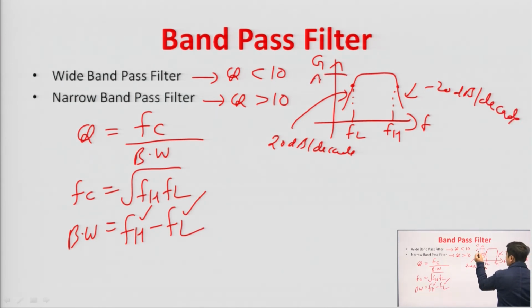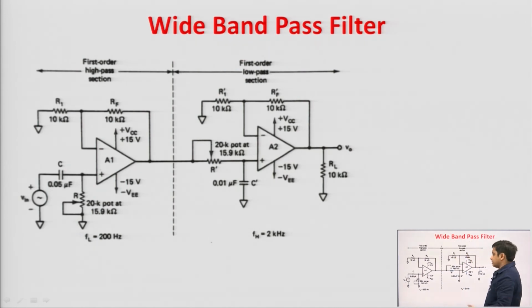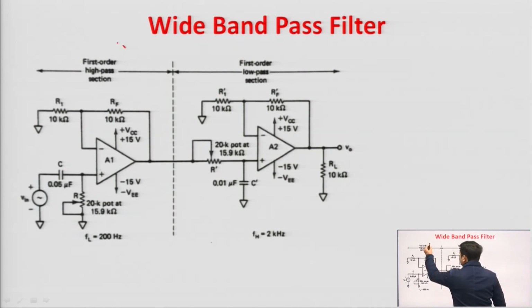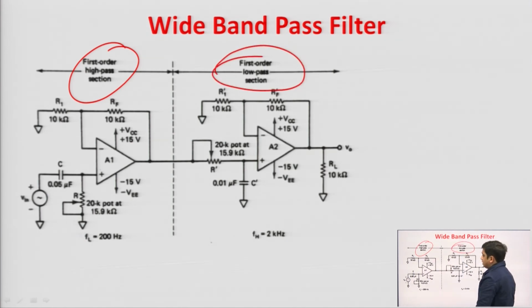This is the pass band gain, that is the maximum gain, that is the mid band gain, and the bandwidth is FH minus FL. FL is the lower 3 dB frequency, FH is the higher 3 dB frequency, fine. And we can easily design the wide band pass filter just by cascading the first order high pass filter with a first order low pass filter. Now, we all are familiar with both the filters, first order high pass and first order low pass.